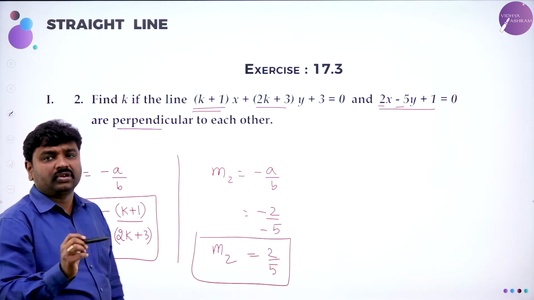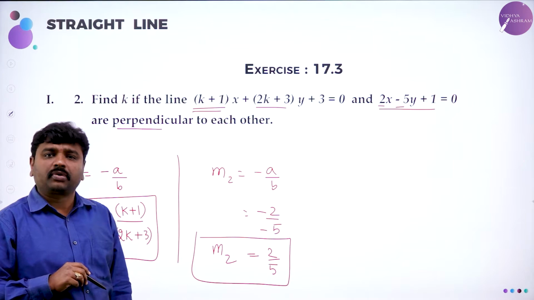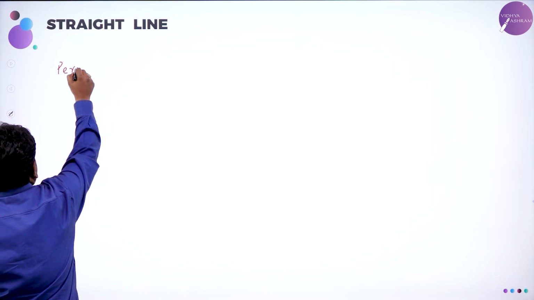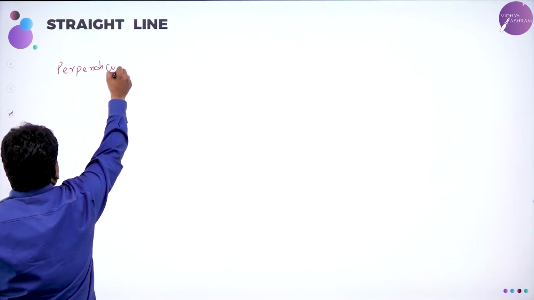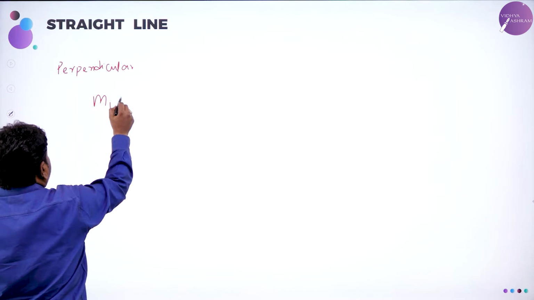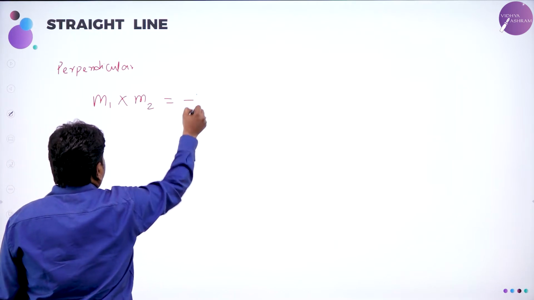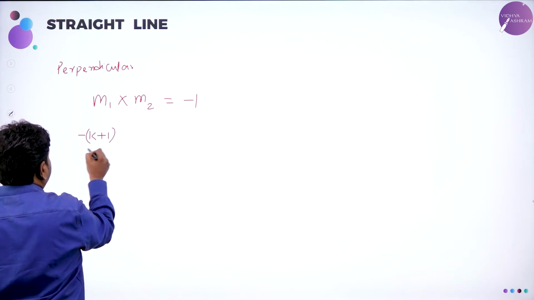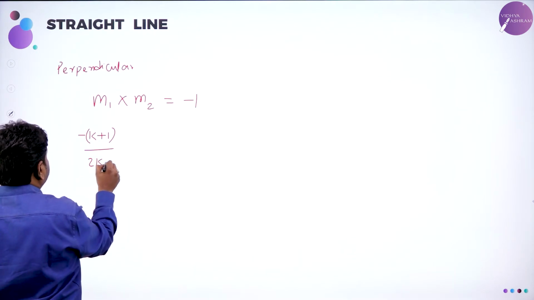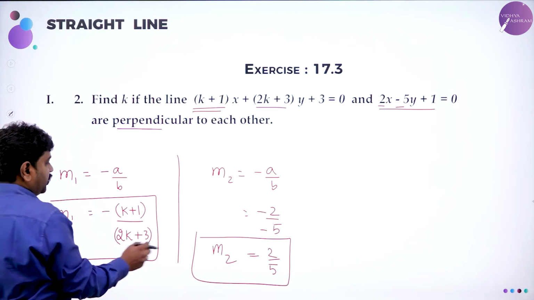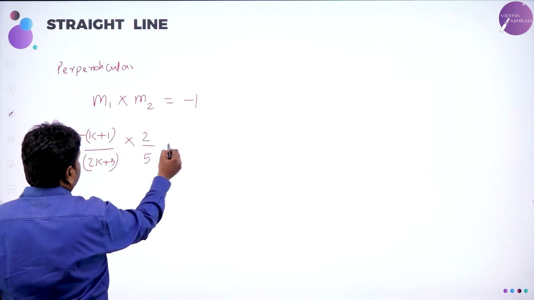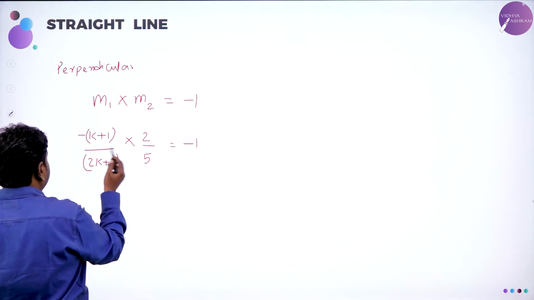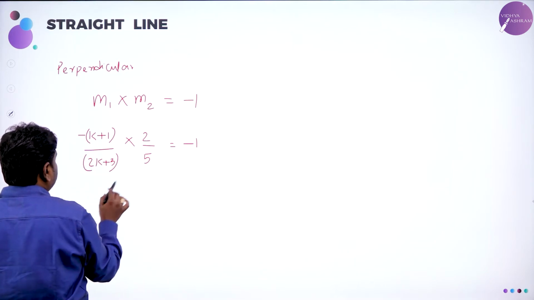Now you got the slopes. But you know, if two lines are perpendicular, then the product of slopes is minus 1. They gave in the problem that the lines are perpendicular. All of you know, if lines are perpendicular, then the product of slopes has to be what? Minus 1. m1 into m2 is minus 1. What is m1? Minus of (k plus 1) divided by (2k plus 3), into m2. m2 is 2 by 5, equal to minus 1. Now we need to rearrange. The minus and minus on both sides cancel. So it will become 2 by 5.